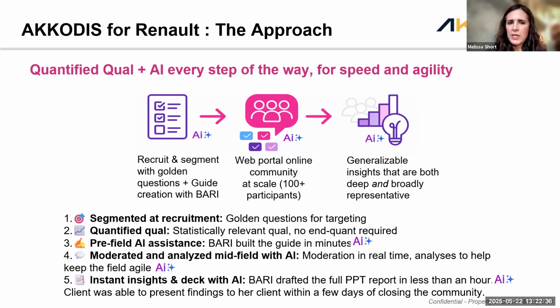It's basically a usage and attitudes survey, a little mini U&A survey that we did right up front, with those golden questions included. That allows us to have that segmentation within the community as well. We can import that into the community and then use that to redistribute our findings back into the general population and into those specific segments as well. So this was quantified qual.